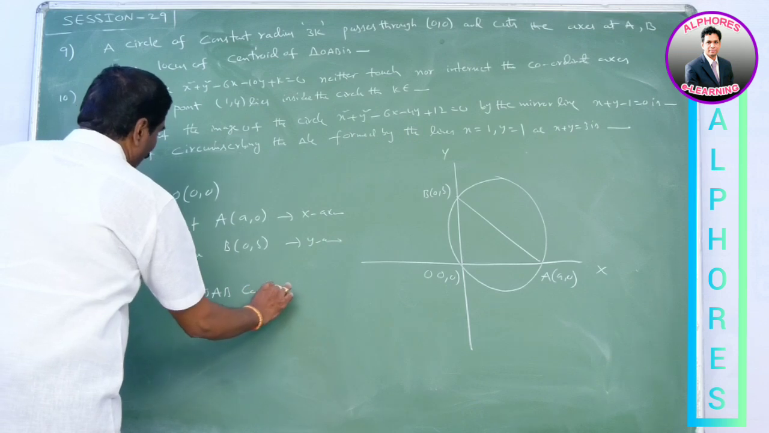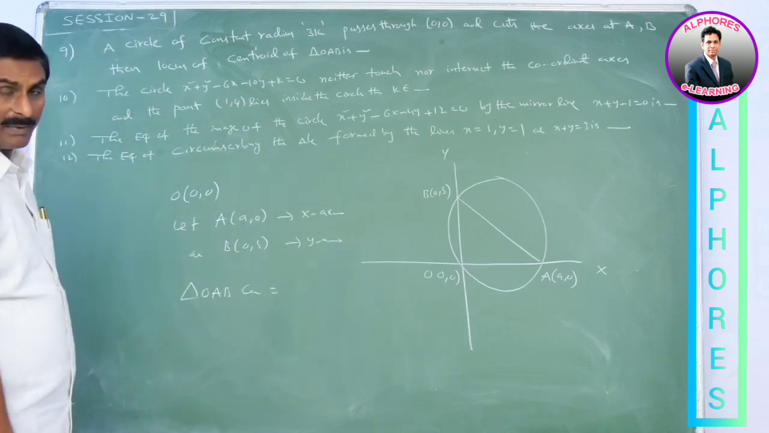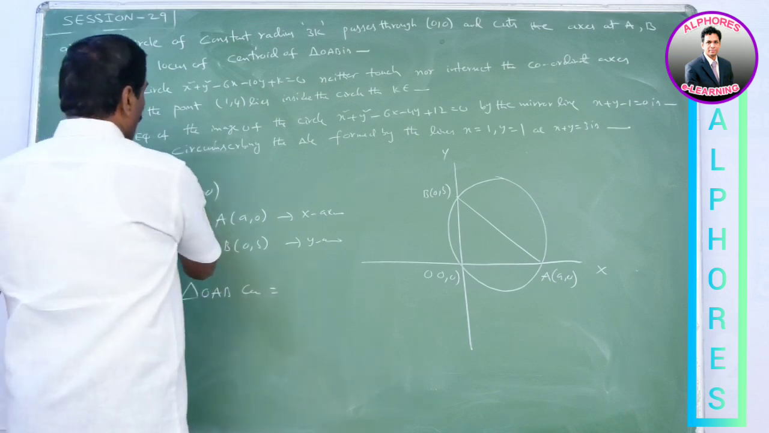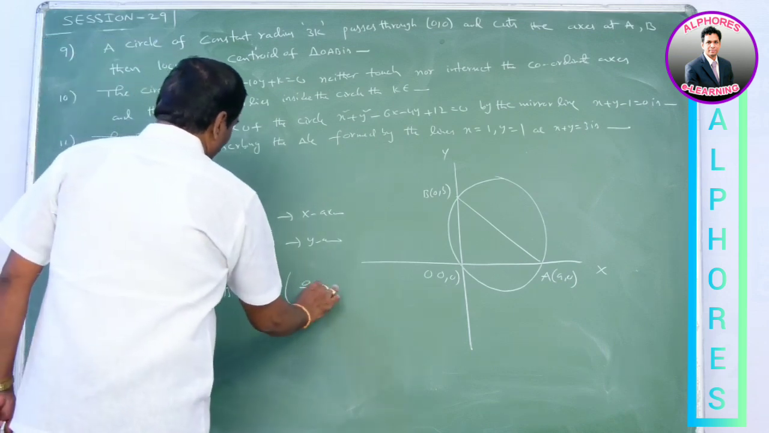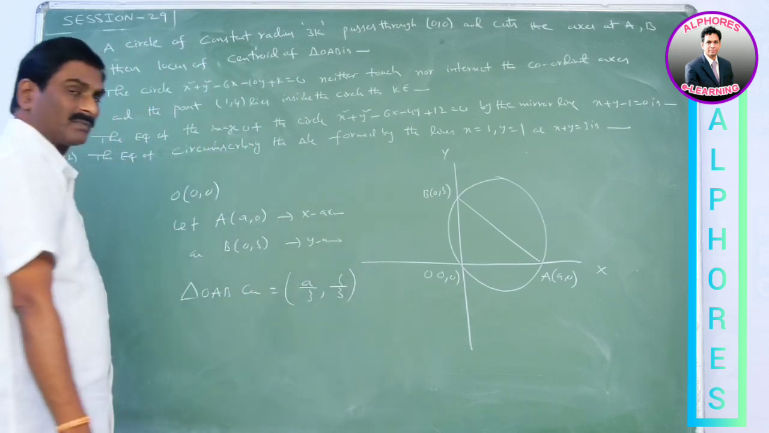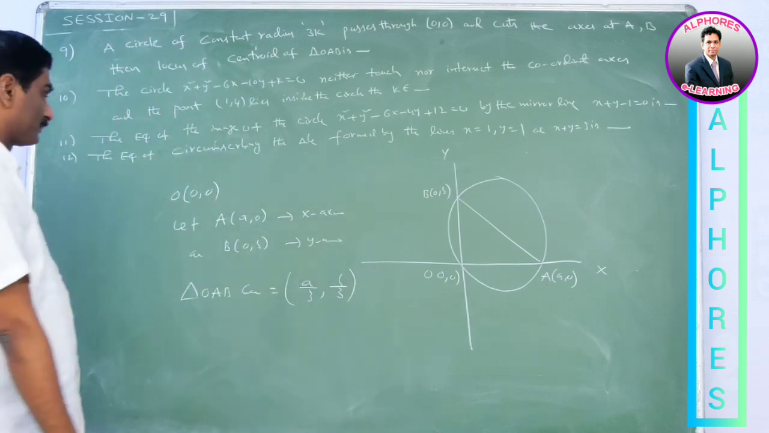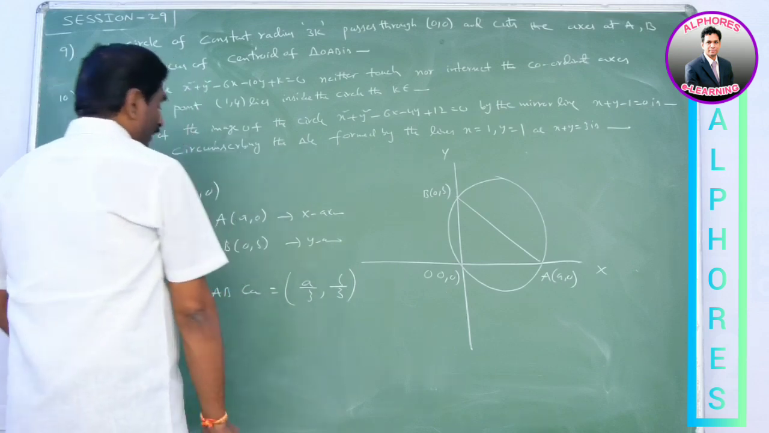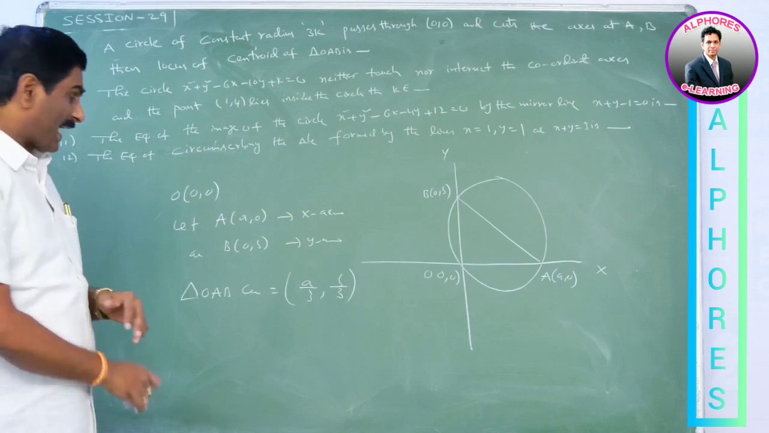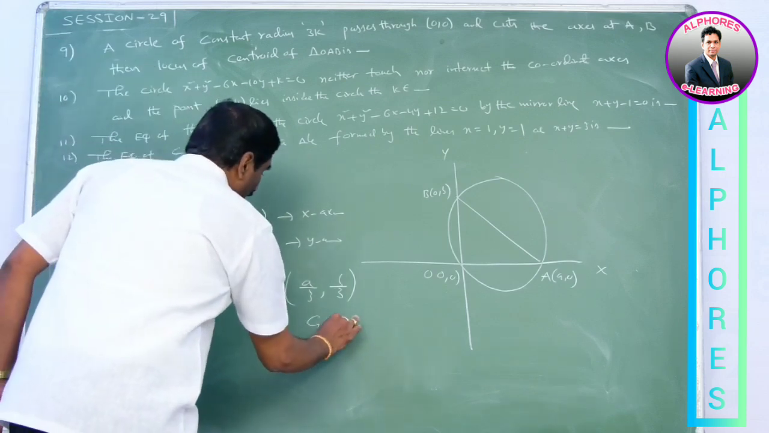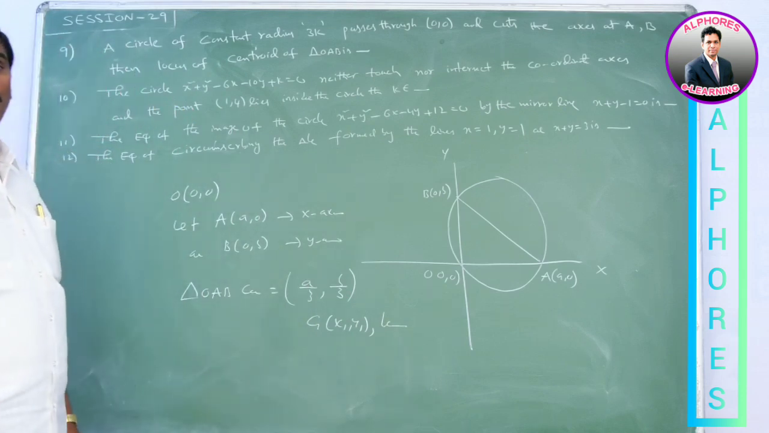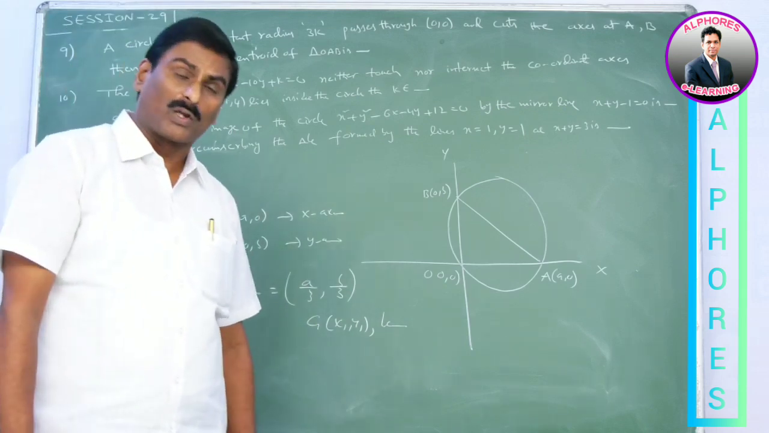The centroid of triangle OAB is ((x1 + x2 + x3)/3, (y1 + y2 + y3)/3). That means (0 + a + 0)/3 = a/3 and (0 + 0 + b)/3 = b/3, so the centroid is (a/3, b/3). But we need the locus of the centroid of the triangle. Let G(x1, y1) be the centroid of the triangle OAB.